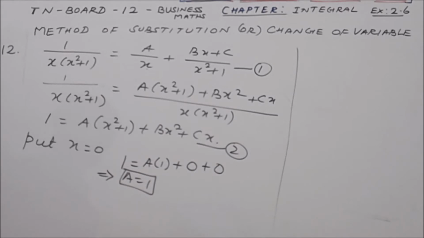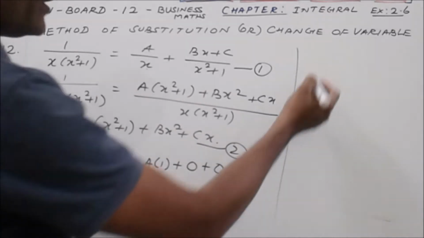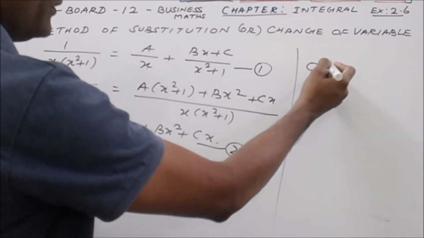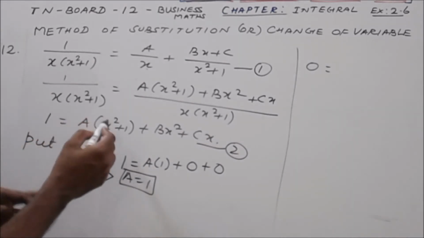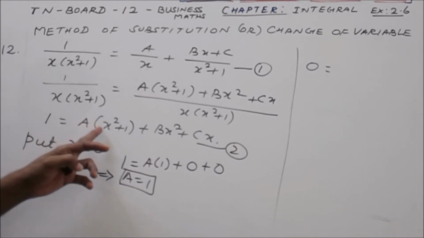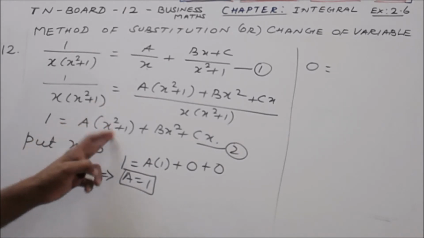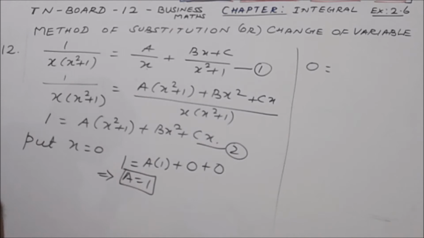Now equating the coefficient of x square on both sides of equation number 2. Look here, on the LHS there is no x square term. That means the coefficient of x square is taken as 0 on the left side, because no such term appears. For that we have taken 0. On the right side, when we multiply a into this bracket, a into x square, the coefficient of x square is a.